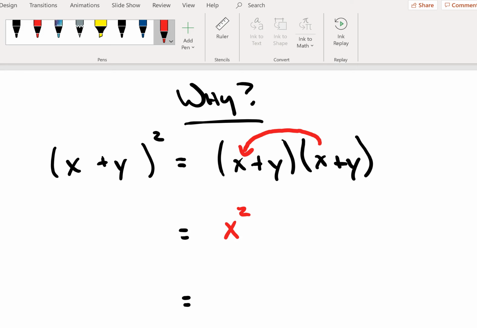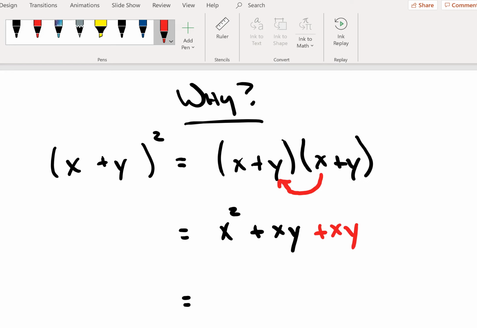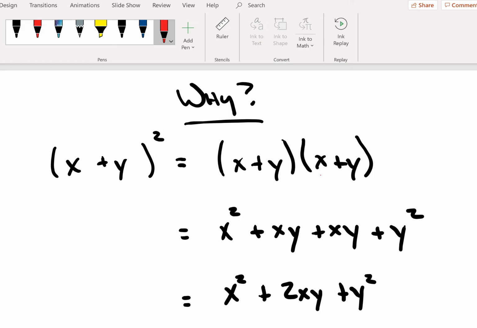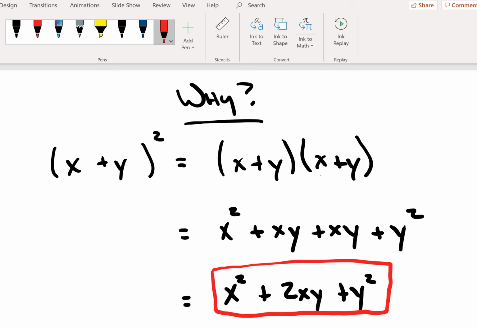The first terms are multiplied together, giving us an x squared term, followed by the outer terms being multiplied together, giving us an xy term. Then the inner terms are multiplied together, giving us a yx term, but they are interchangeable, or they will commute with each other, so we have a second xy term there. And then finally, the last terms are multiplied together, giving us a y squared term. As a result, we see that when we have x plus y, the quantity squared, we are equal to x squared plus 2xy plus y squared, and that is the correct expansion.